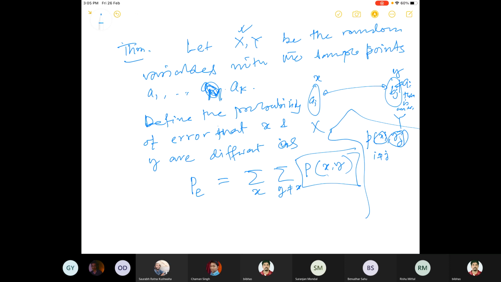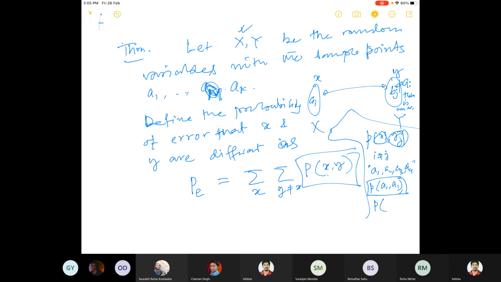Let us assume that you have A1, A2, A3, A4. These are the four symbols you have in your source alphabet. Then there is a probability that you send A1 and you receive A1. That's the conditional probability of the channel. And since this is a joint distribution, you have some meaning of probability of A1, A1.